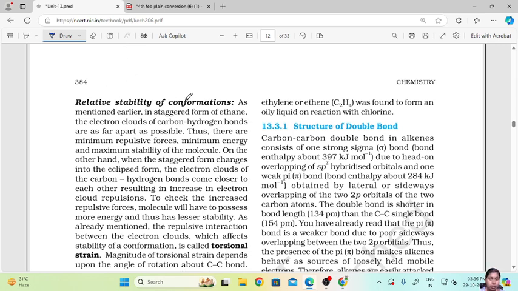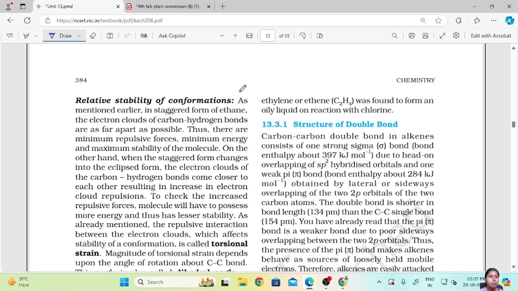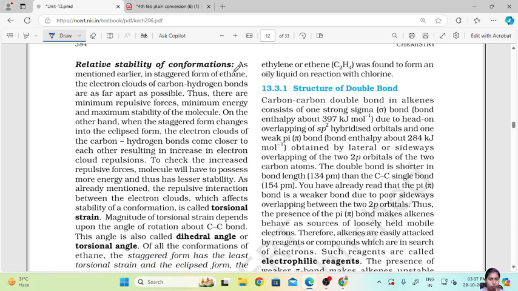Next is the relative stability of conformations. As mentioned earlier, in the staggered form of ethane, the electron clouds of the carbon-hydrogen bonds are as far apart as possible. Thus, there are minimum repulsive forces, minimum energy and maximum stability of the molecule. So the staggered form of ethane shows relatively high stability because there is minimum repulsive force, as all the carbon-hydrogen bonds are far away from each other. So there is minimum energy and maximum stability.